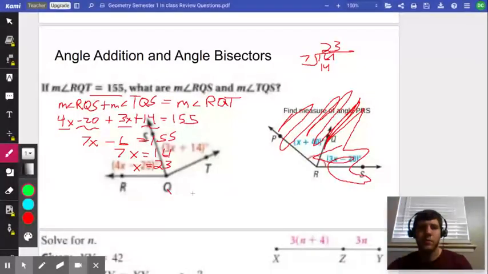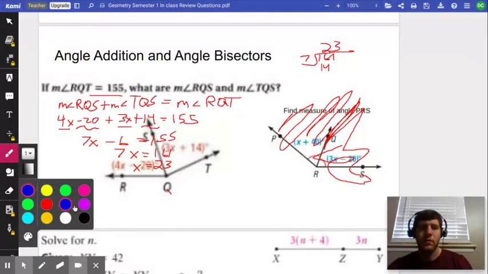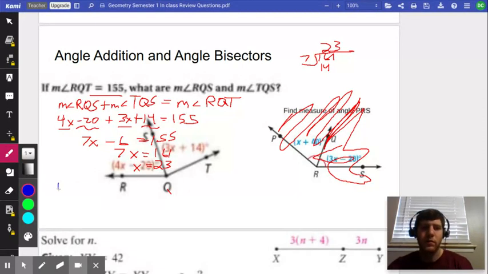There we go. Okay, so 4 times 23, right, minus 20, right? That's the measure of RQS, 4 times 23 minus 20. That's 4 times 23 is 92, minus 20 is 72. Okay, so this angle here is going to be 72. Right, and then over here you have 3 times 23 plus 14. All right, 3 times 23 is 69, plus 14. That's 83.